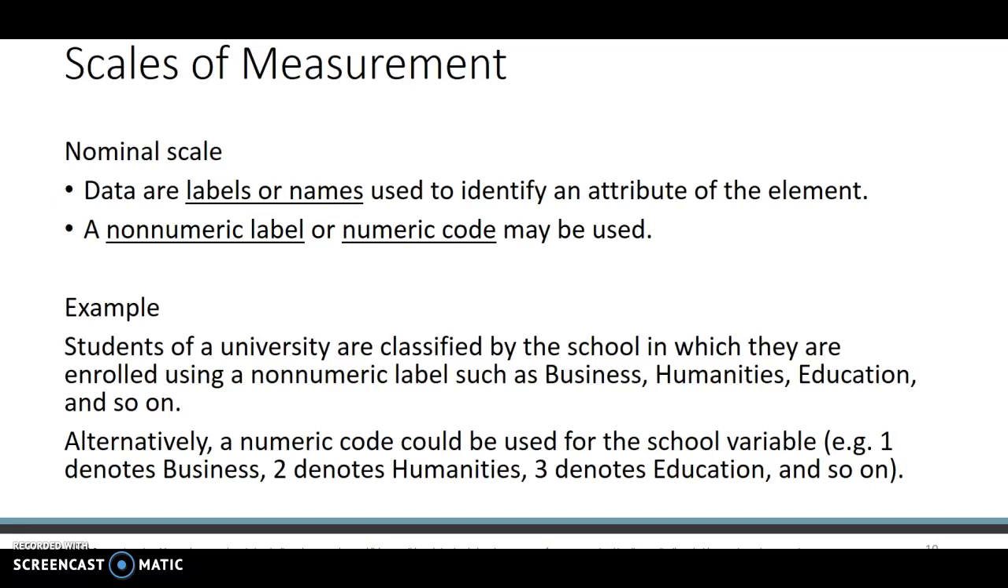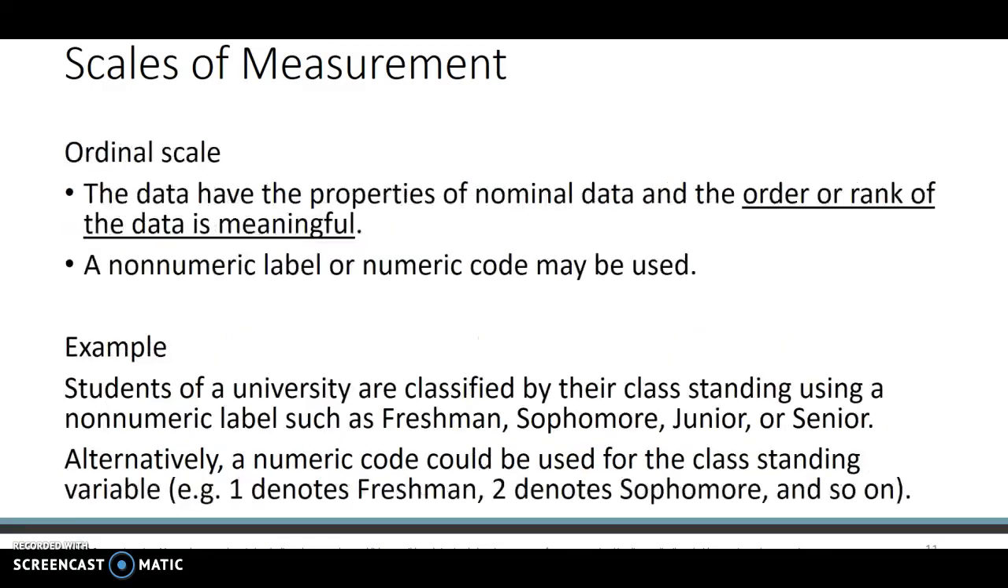Nominal scale, data are labels or names used to identify an attribute of the element. Nominal data is a non-numeric label or numeric code. So, for example, if we were looking at majors of students at a university, different non-numeric labels such as business, humanities, education, and so forth would be used. That's nominal scale data. Another example would be if we used numbers to denote those different majors. That would also be nominal data. The numbers here have no relationship to each other. One doesn't signify more or less than 2, 3, 4, etc.